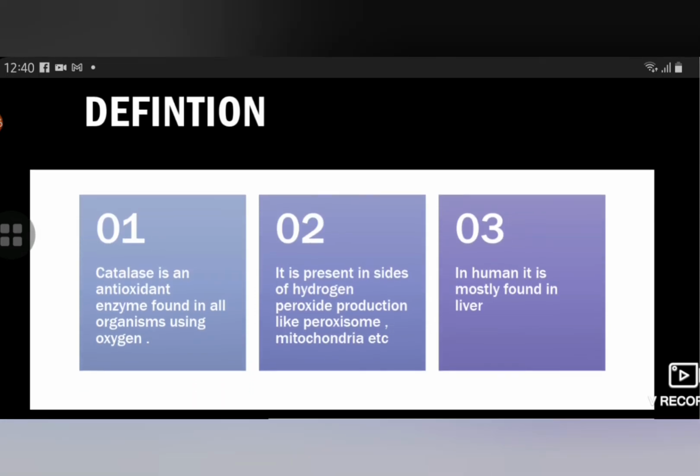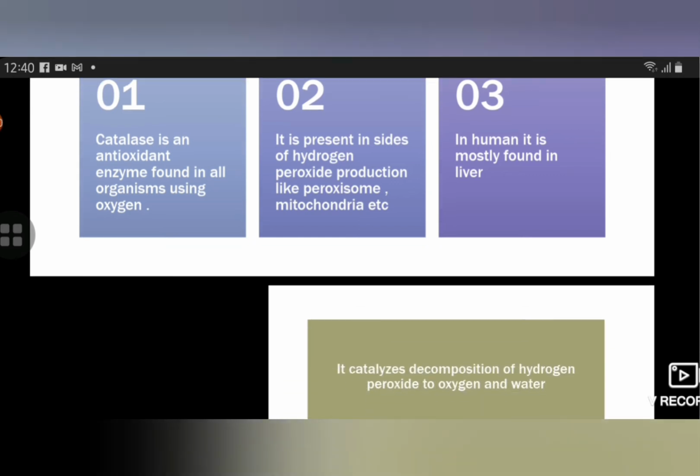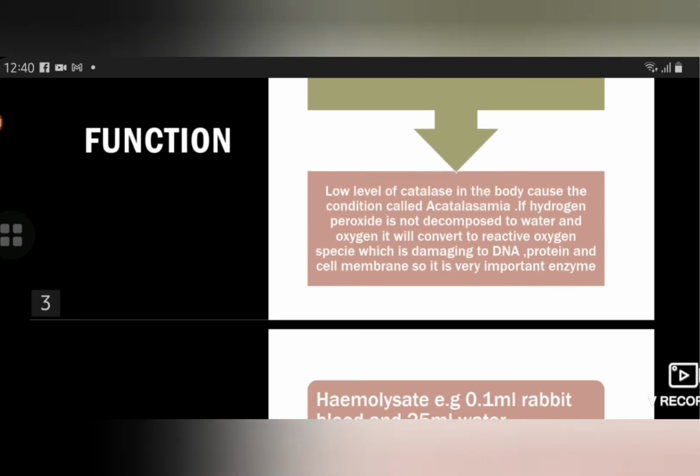Catalase is an antioxidant enzyme found in all organisms using oxygen. It is present in sites of hydrogen peroxide production like peroxisome and mitochondria etc. In human, it is mostly found in liver. Function: it catalyzes the decomposition of hydrogen peroxide to oxygen and water.